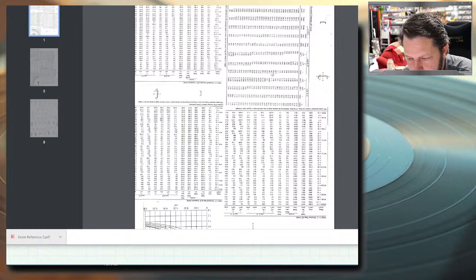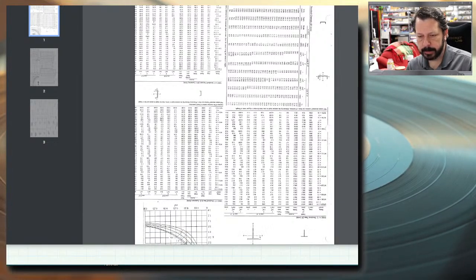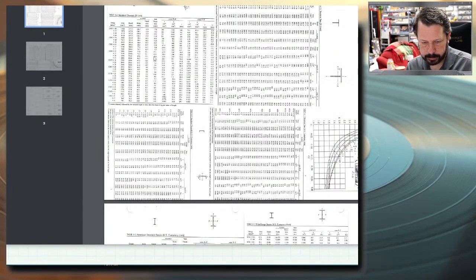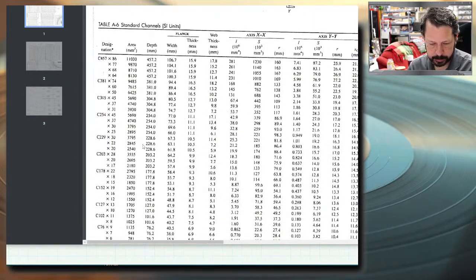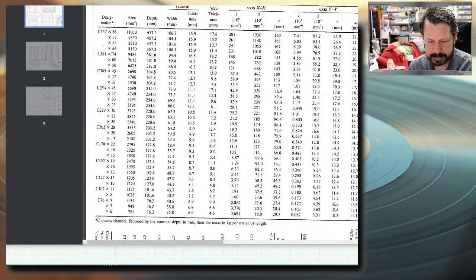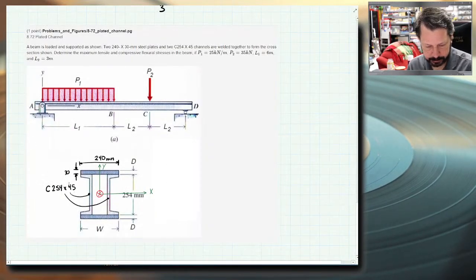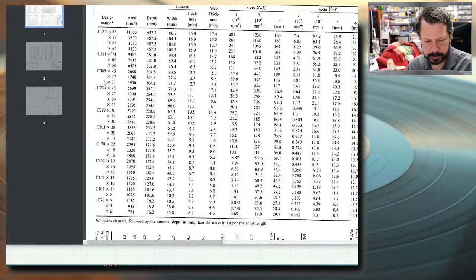All right, so it's this one right here. We just have to rotate and zoom. There we go. So there's our C254 by, it was 45, right? Yes, 254 by 45. We have the two different options, 42.9 and 1.64.